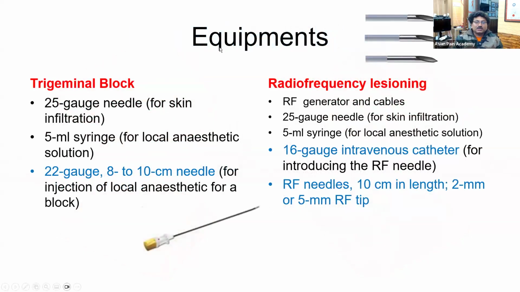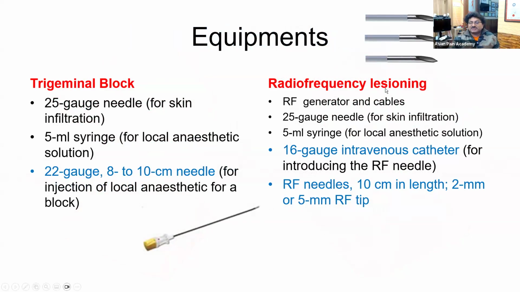Now coming to the equipment required for the block only. Where we are not able to understand whether the trigeminal ganglion block will help or not, in that case you simply take a Tuohy needle, a 22 gauge needle, and you can go to the ganglion.